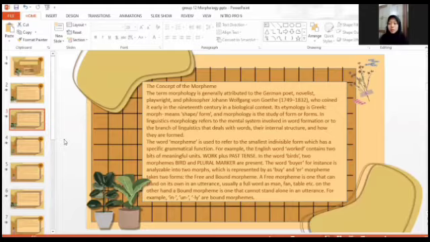A free morpheme is one that can stand on its own in an utterance. This is a full word such as man, pan, table, etc. On the other hand, a bound morpheme is one that cannot stand alone in an utterance. For example, in and er are bound morphemes. Next slide.